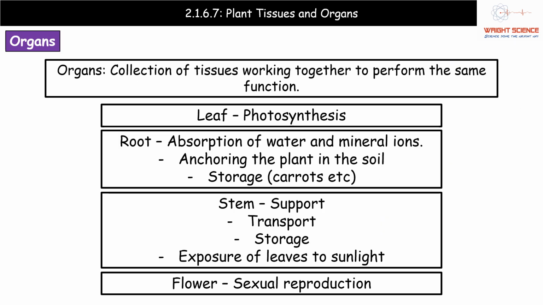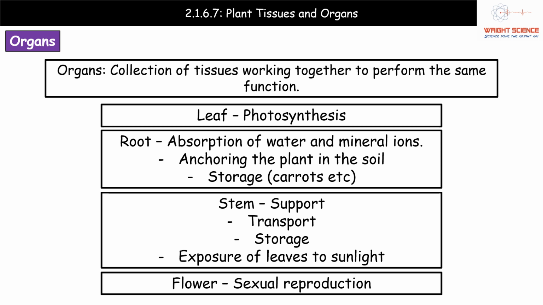The final bit in this video is having a look at organs. Now, when we're talking about an organ, this is a collection of tissues working together to perform the same function. So if we consider the various tissues that we find in a plant, one good example is the leaf. Now, the leaf isn't just a single tissue, it's a collection of different tissues. We obviously have our palisade, we've got things like the spongy mesophyll, etc. And they're all working together to bring about that process of photosynthesis.